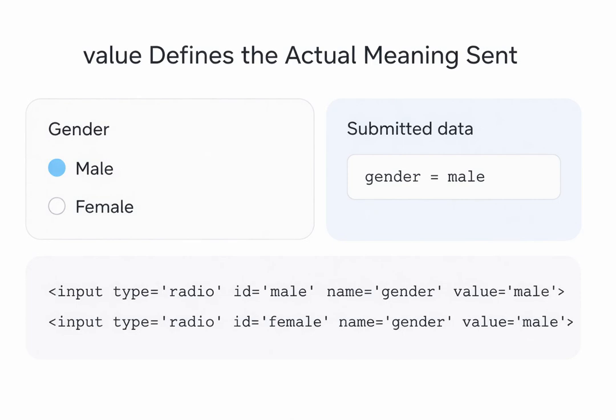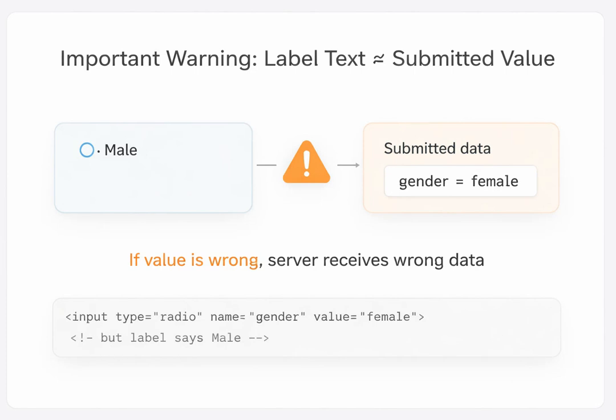To send meaningful data, you set the value attribute. Now, if the user selects male, the server receives gender equals male. If they select female, it receives gender equals female. This is critical. The server trusts the value you define, not the label text the user sees. A really important point is that the server doesn't read the label text, it reads the value attribute. So if you accidentally set the male option's value to female, then even when the user selects male, the server will receive female. That's why value must be set carefully.